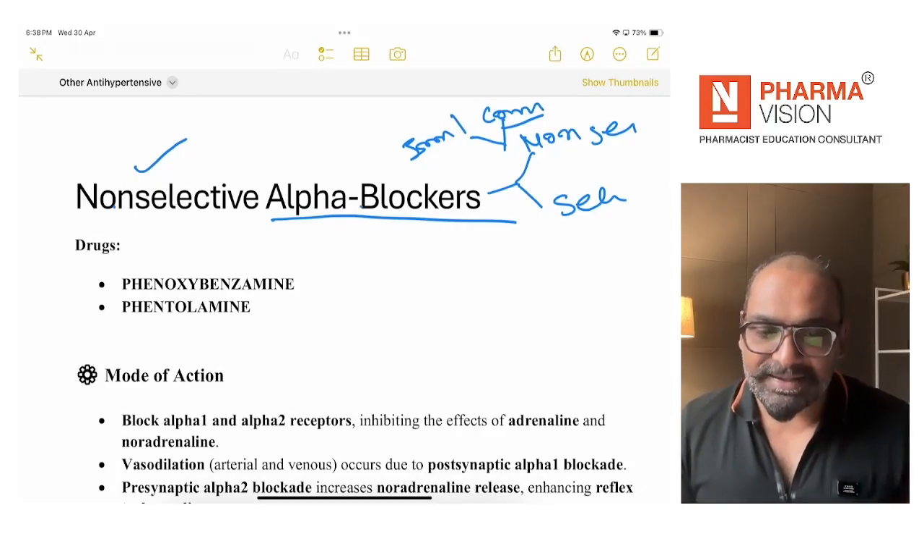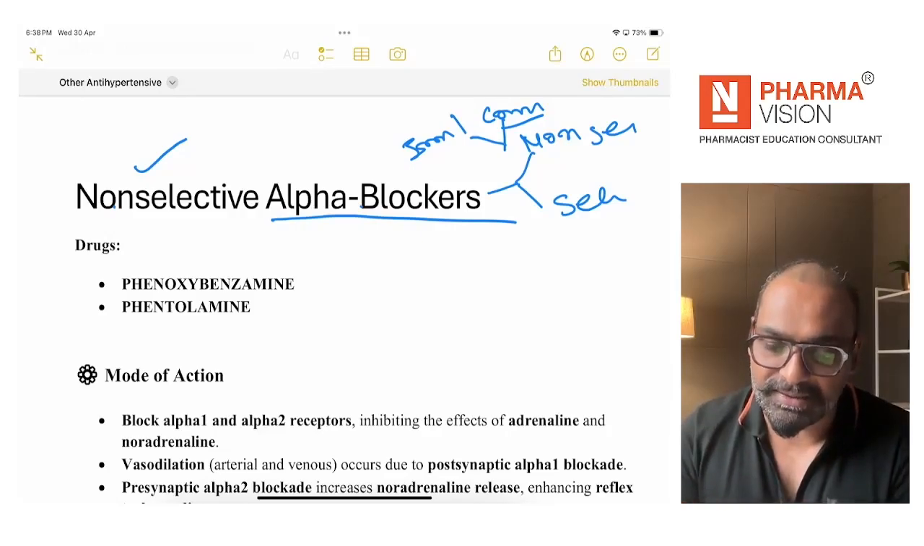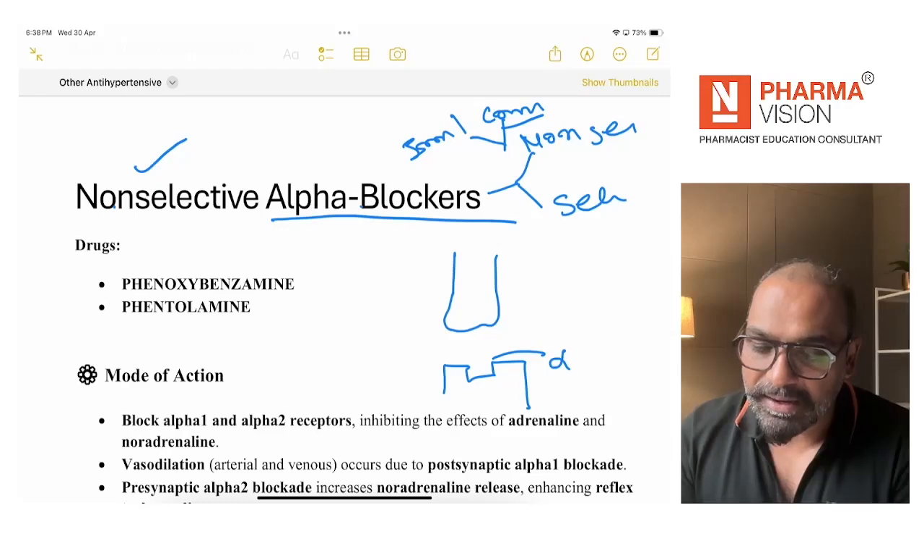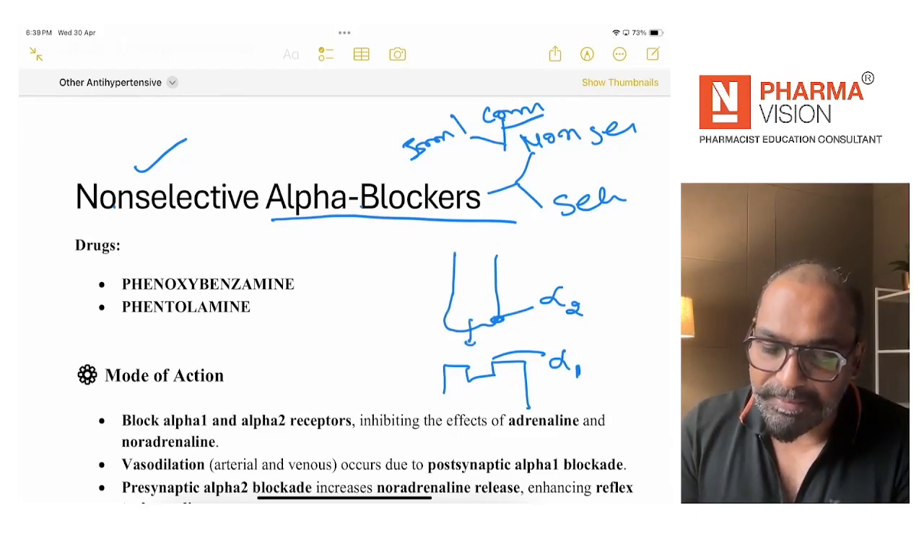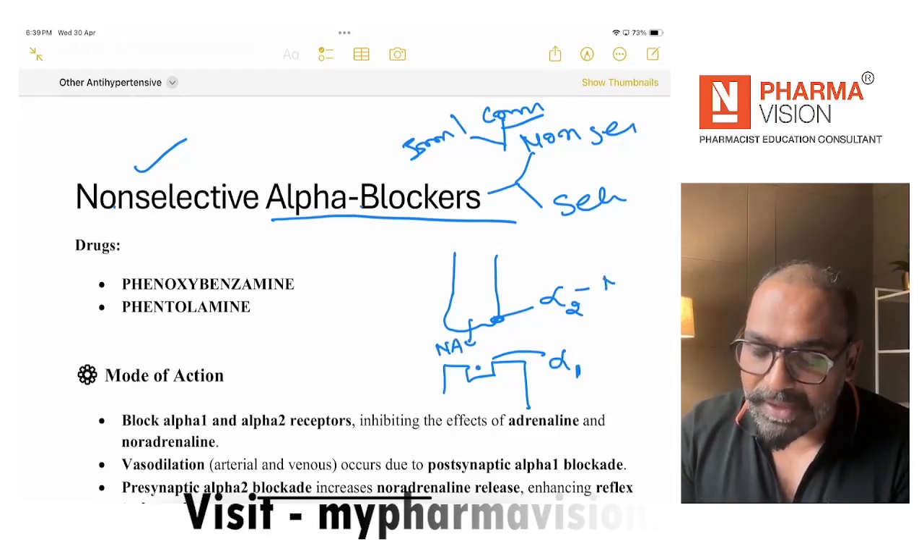Before we start discussing further, we have to understand the distribution of alpha receptors. Alpha receptors we can consider in this way. This is a pre-synaptic area and this is a post-synaptic area. Here is an alpha receptor and here are also alpha receptors. This is alpha 1, this is alpha 2. For example, noradrenaline binds to this receptor and noradrenaline binds to this receptor.